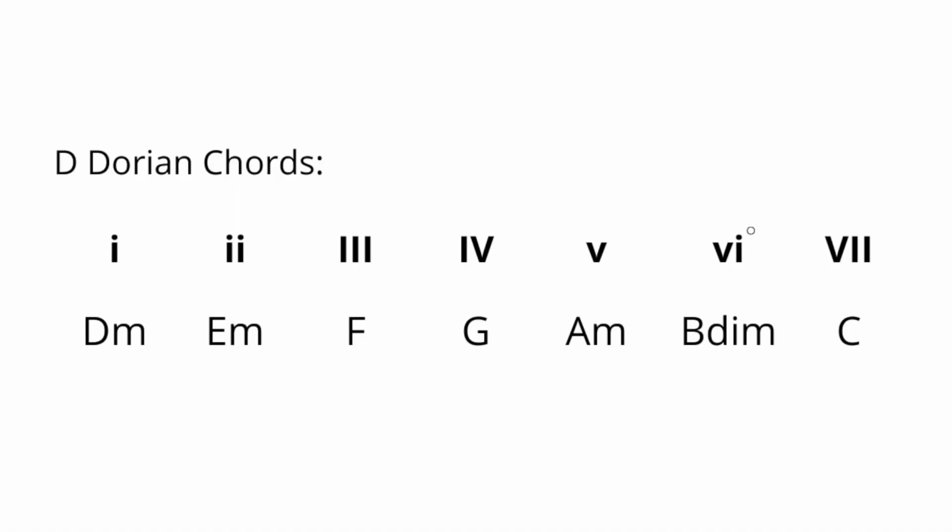Now the chords, the all-important chords. To understand a scale, you must understand the chords in a scale, or if you like, the harmony of the scale. So in D Dorian, we have D minor, E minor, an F chord, a G chord, an A minor chord, a B half diminished chord, and then our C, and then our D minor. Okay, I was missing a chord there.